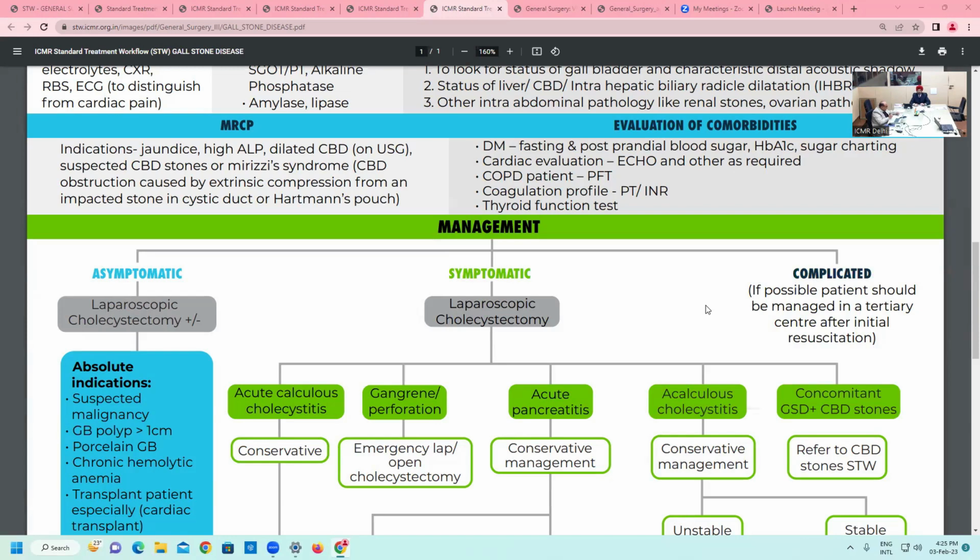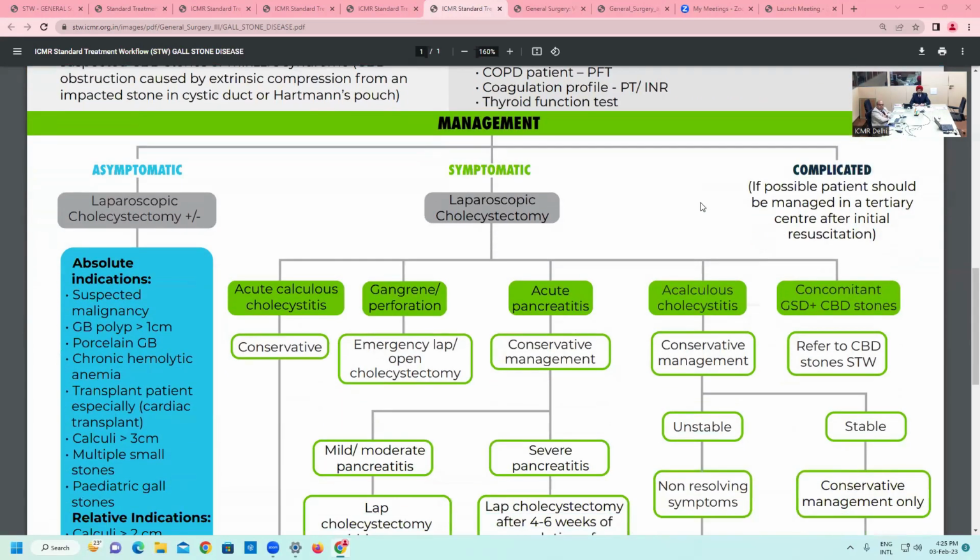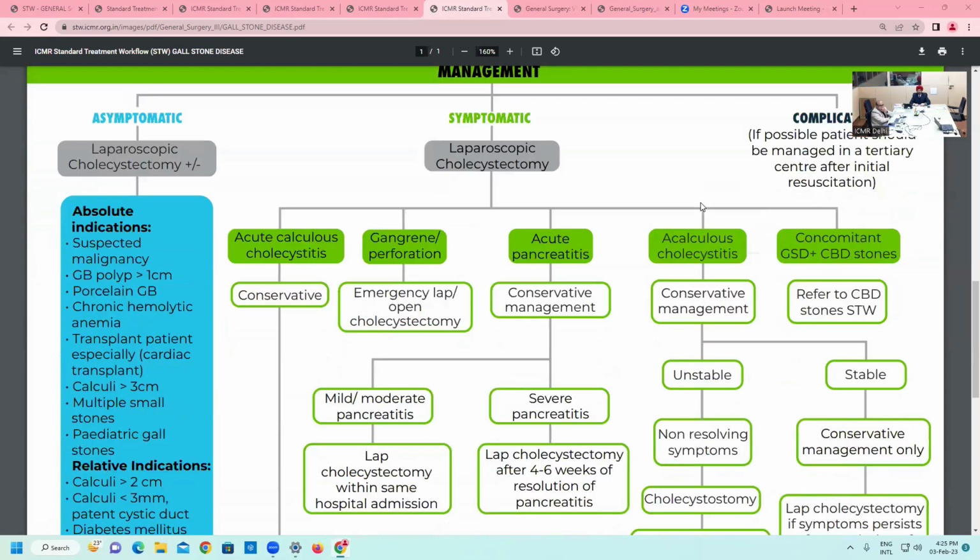So once we have prepared these patients for surgery after doing all those investigations, what is the algorithm for management? For asymptomatic gallstone patients, we have to tell them that, yes, it's not an emergency. The patient doesn't need surgery immediately, but eventually there may be a problem. So we have to counsel them that they can either go for an elective cholecystectomy or wait for it.